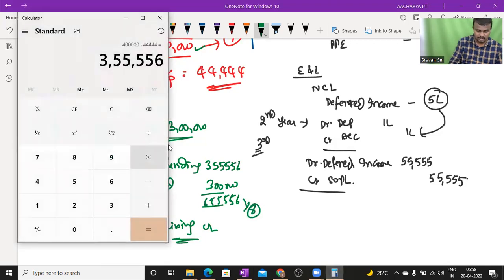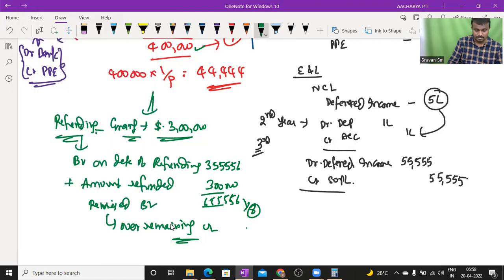Then what is the depreciation? 6,55,556 by 8 equals 81,944. This is the amount of depreciation from the next year onwards. Then in the case of deferred income, what is the procedure?